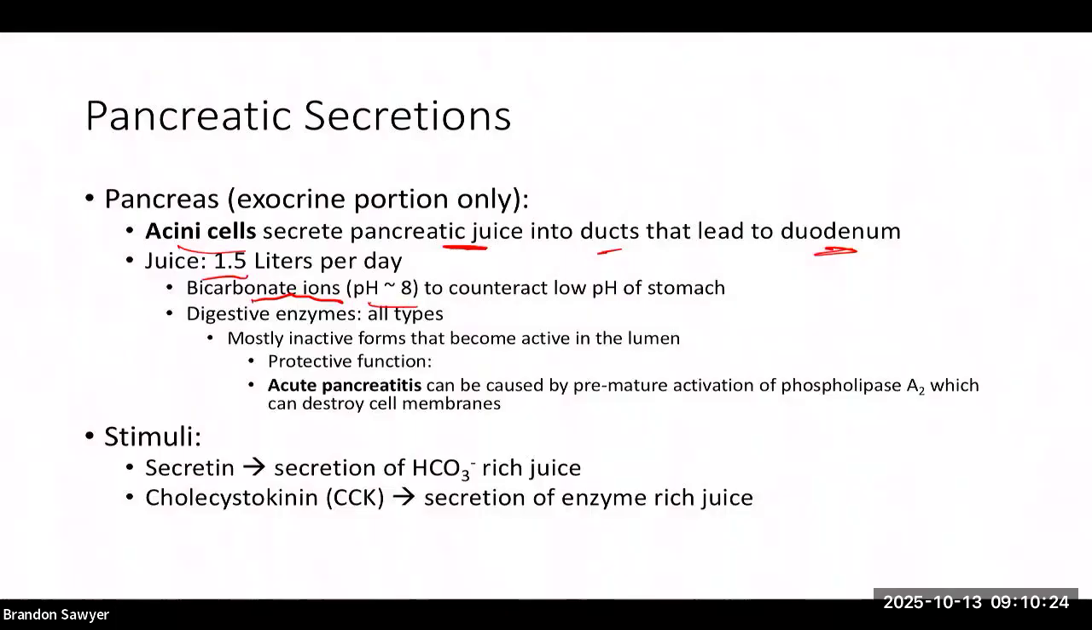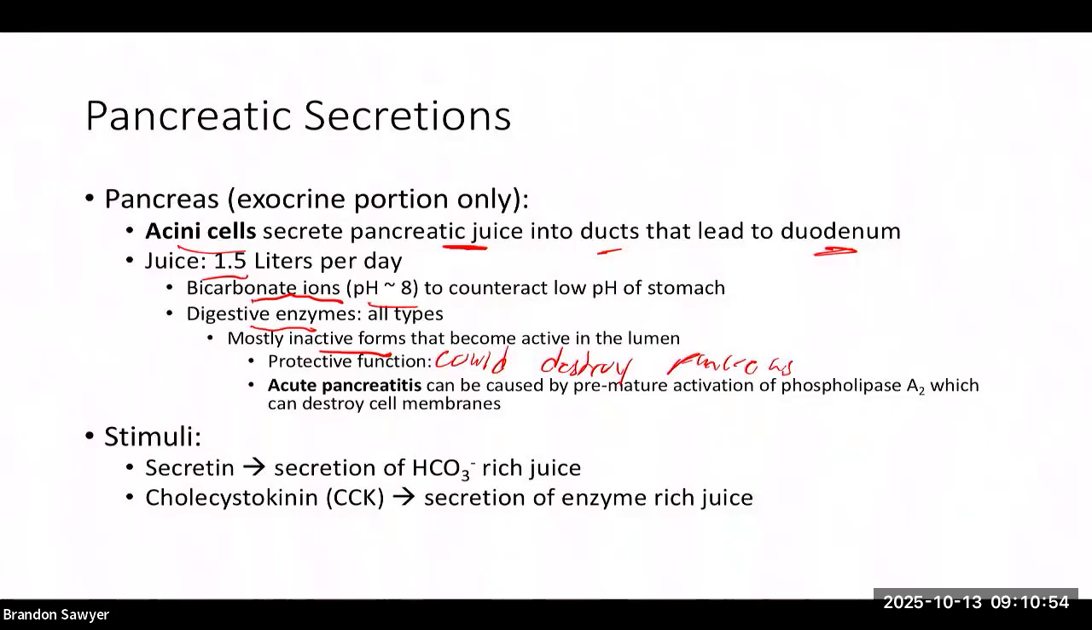Okay, and then what else is in there? Lots and lots of enzymes. Okay, most of these enzymes are in their inactive form when they're stored in the pancreas. But then when they're released and they get into the right pH and the right fluid, then they get activated. Okay, and so this has a protective function because the enzymes could destroy the pancreas itself if they were activated.